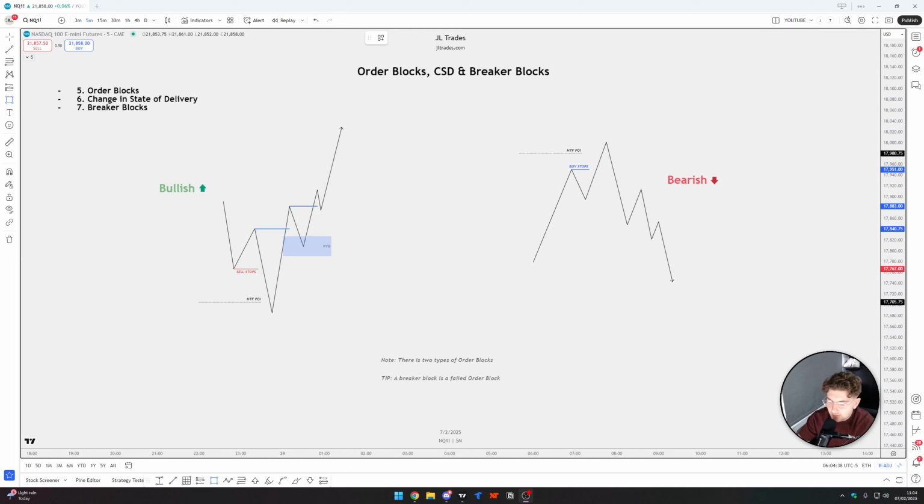So what is a breaker block? Well, simply put, a breaker block is just a failed order block. So notice here how we get this shift in market structure, right? Well, what if I was to draw the same price action? So we go swing low, swing high, swing low. But instead of coming up here, we came here and then just went lower. That would be a supporting order block, right?